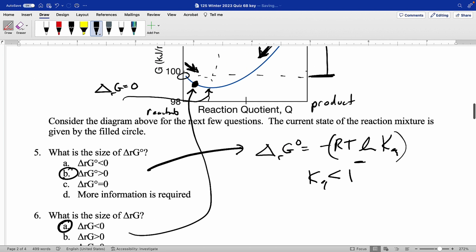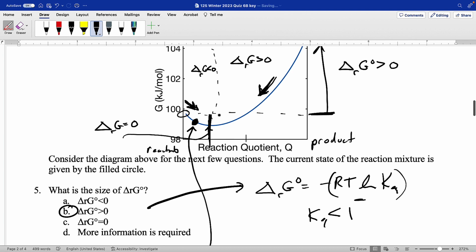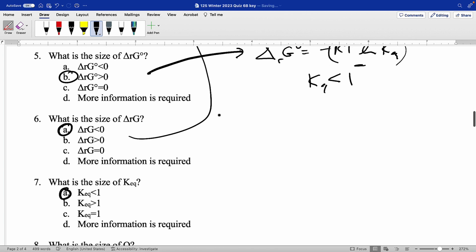We can also just see that from the graph. If we look at this graph here, we can see that we're way over on the left, right? And this is equilibrium here, and we can see that equilibrium is on the left-hand side of the graph. So clearly that means that at equilibrium we're going to have more reactants than products. K is less than 1.